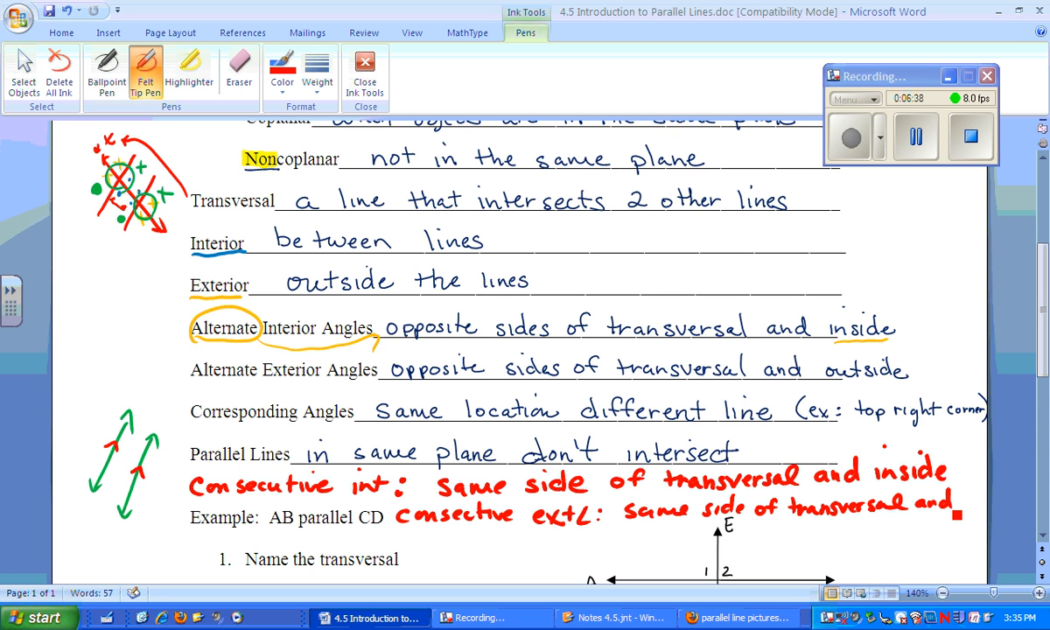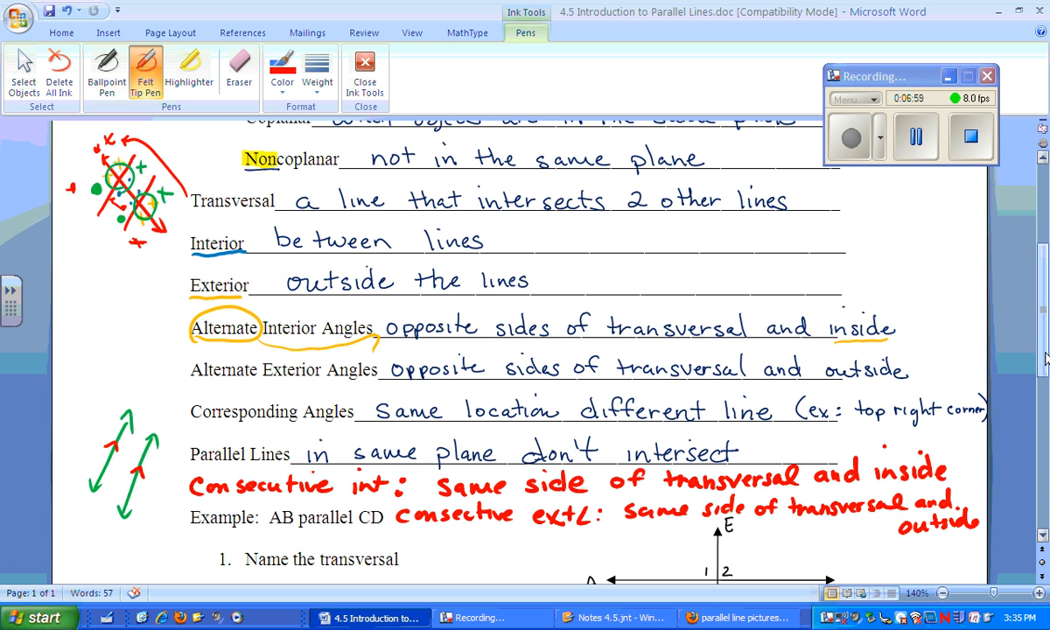And outside of the picture. So referring to that would be this angle here and this angle over here. So they're same side of the transversal, and they're both exterior. Exterior here, exterior here. So these two angles right there.